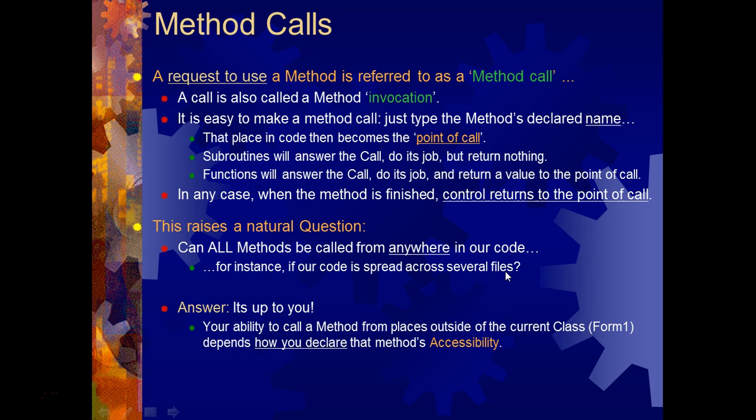Your ability to call a method from places outside of the current class depends on how you declare that method's accessibility. So when we define our methods, we can determine whether this method is callable just from our current class. Maybe we have another class, we haven't worked with two classes so far, and we've defined a method in there. Can we use it in the current class or not? So it's up to you. It depends on how you define the accessibility of that method.